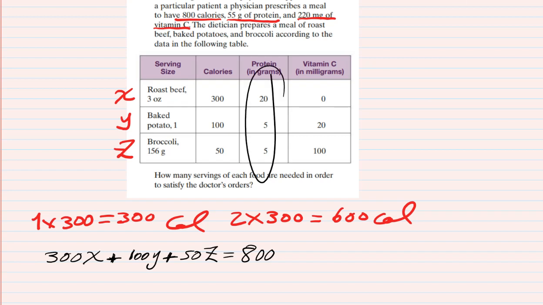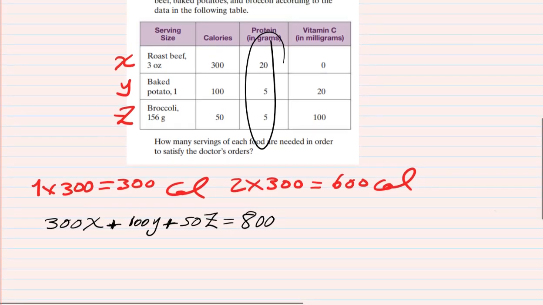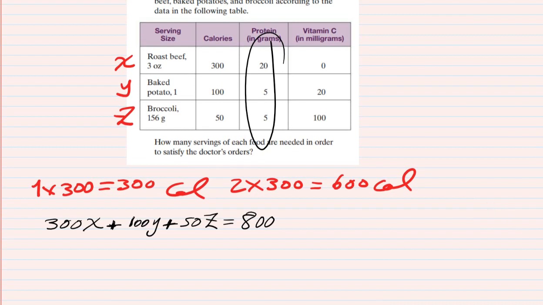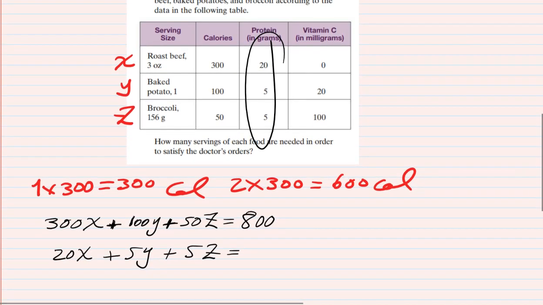So here's where the protein sources are. And for each serving, that's how many grams of protein the patient is going to take. So 20x plus 5y plus 5z gives you the amount of protein, which is 55 grams. Those should add up to 55.